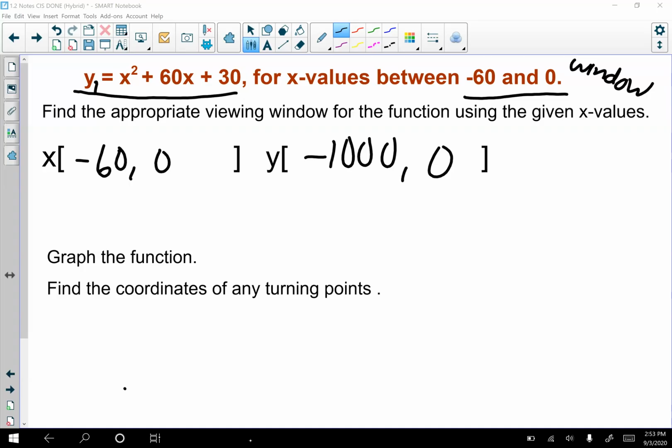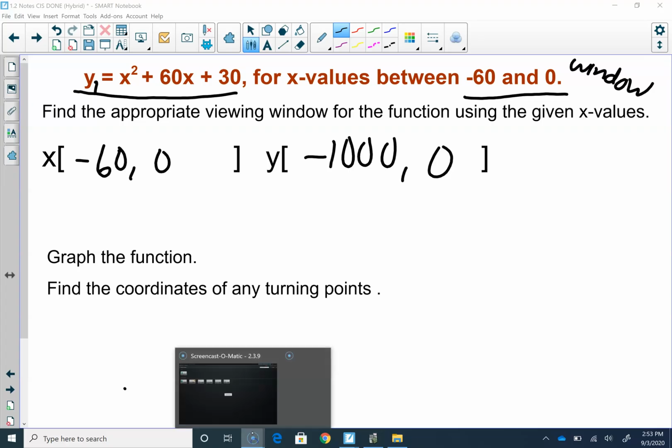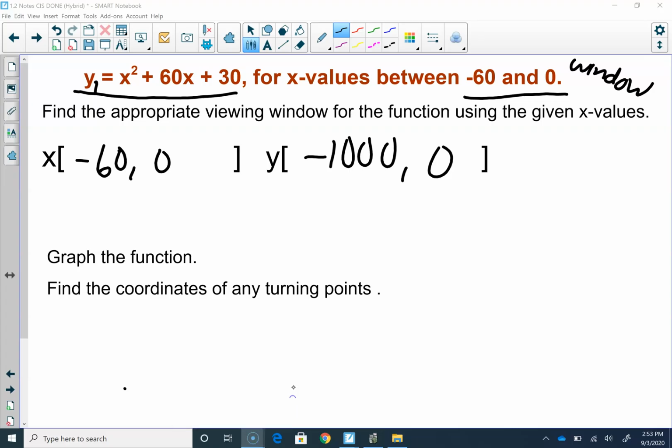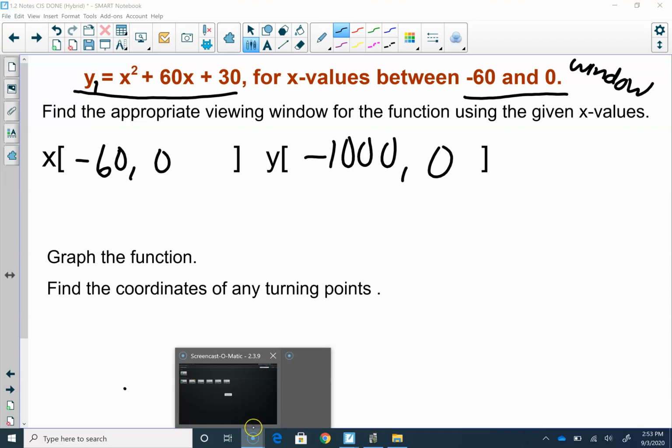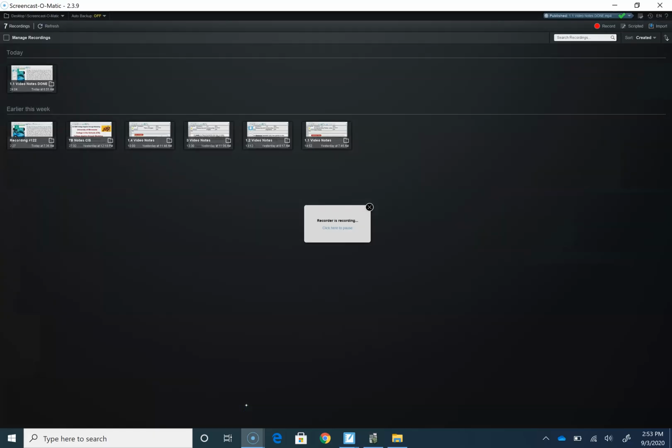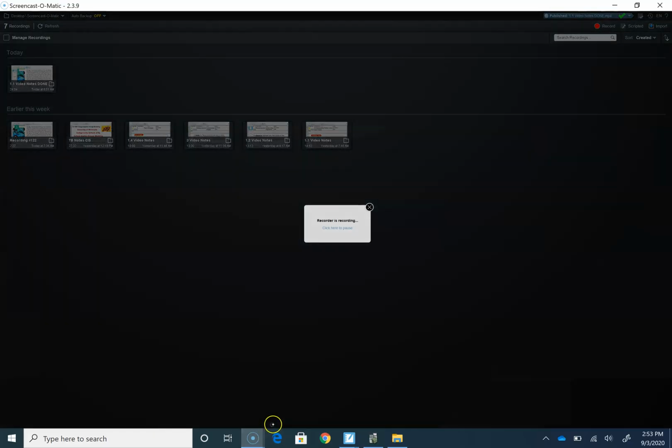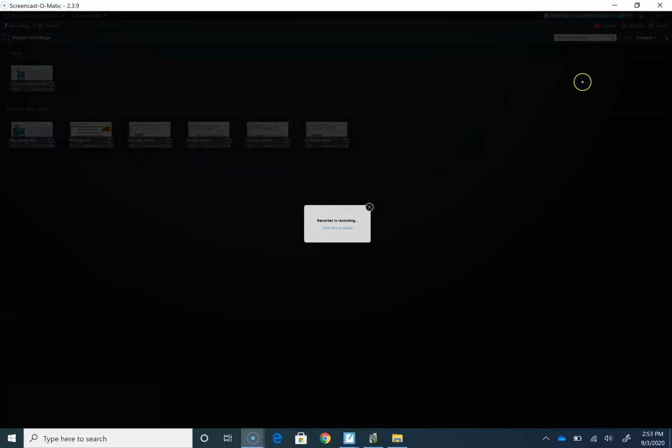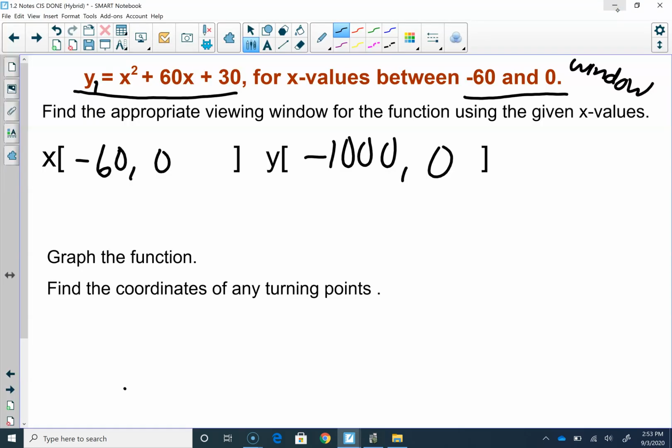Okay, find the coordinates of any turning points is my next thing that I'm asking for. Can't find my recorder for some reason. So find the coordinates of the turning point. So here's my graph. It's going to go from negative 60 to 0.